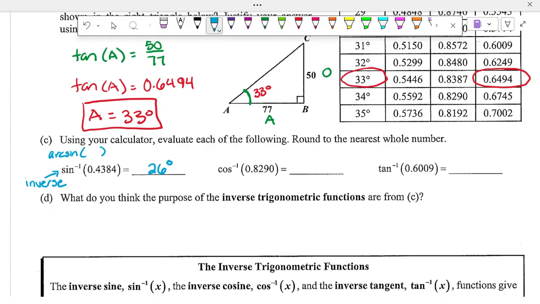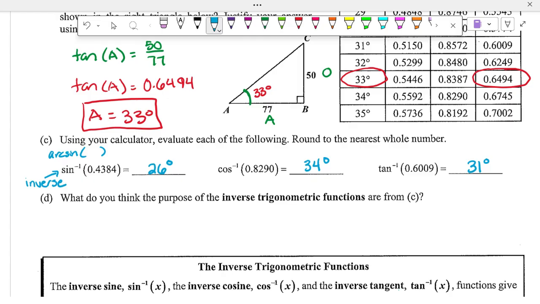So what'd you guys get? 34 degrees. All right, now find the inverse tangent. 31 degrees. So, my question to you is, what do you think the purpose of an inverse trigonometric function is?